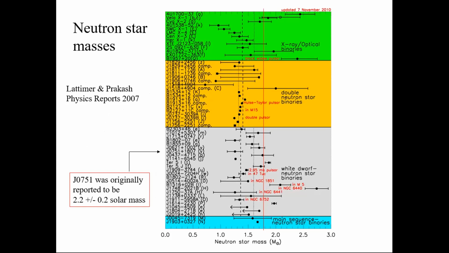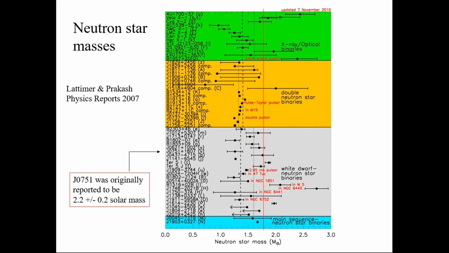So I like to show this slide, Madappa Prakash. This is from Physics Reports 2007, and it showed an assembly of neutron star masses. Now it's almost impossible, or maybe it is impossible, to know the mass of a neutron star unless it's in a binary system. So from top to bottom, you see neutron stars that are in X-ray or optical binaries. You see double neutron star binaries.